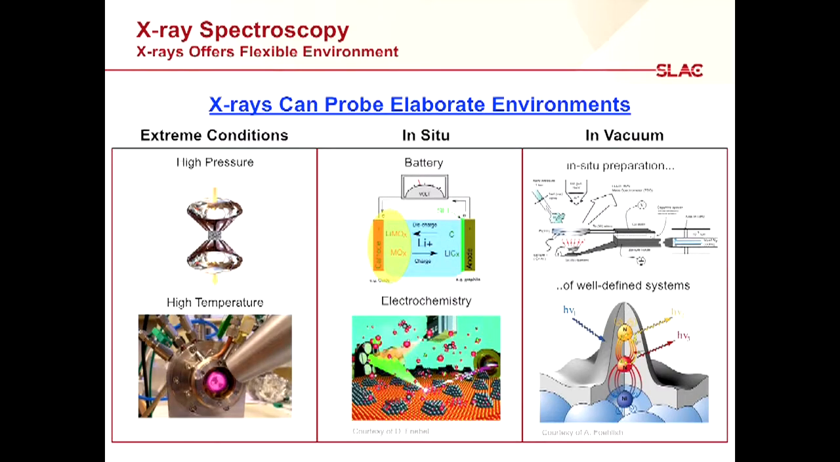As we discussed, X-rays can probe elaborate material environments. So this gives a whole flexibility to actually study processes in real conditions, for example high pressure studies inside diamond anvil cells, and in situ studies in batteries or electrochemistry, as we will see. And of course, there is some flexibility in in-vacuum environments, where we can still do the same things with a higher surface sensitivity.